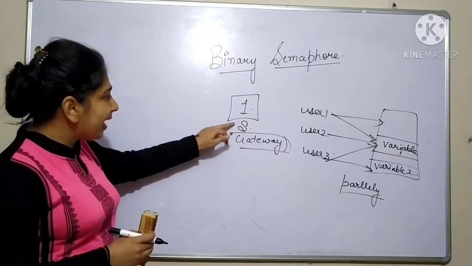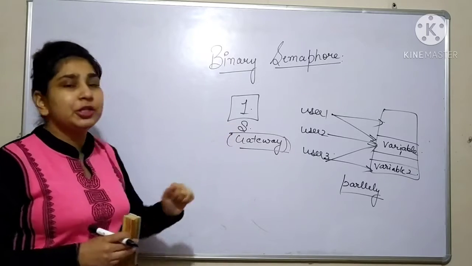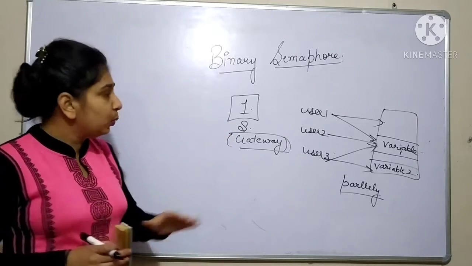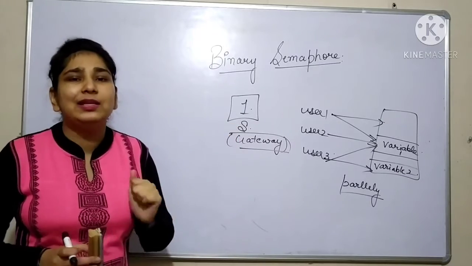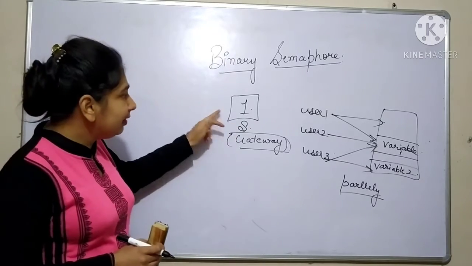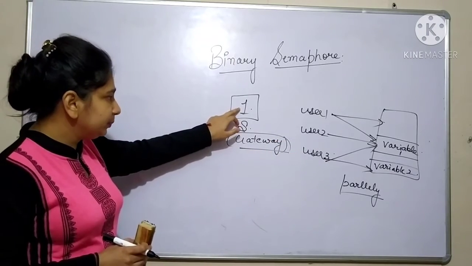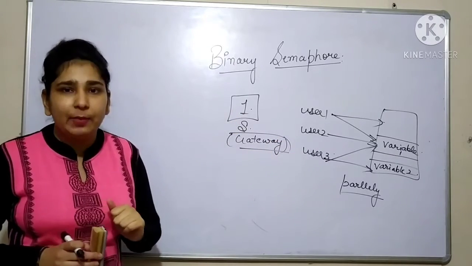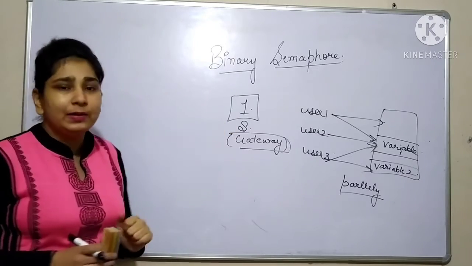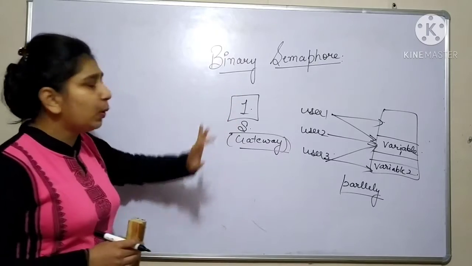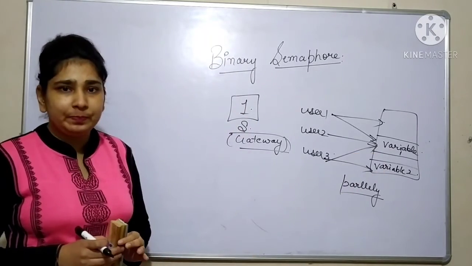And this semaphore is also a variable. It is also a shared variable. We are using this variable at the entry section, and multiple user requests are also going to access this variable. So semaphore value 1 means only one request is going to access this variable.